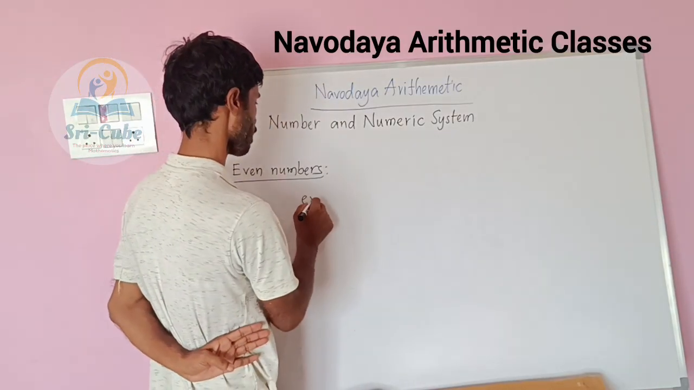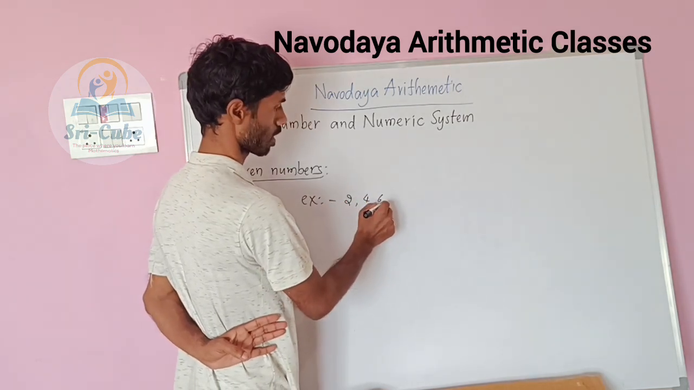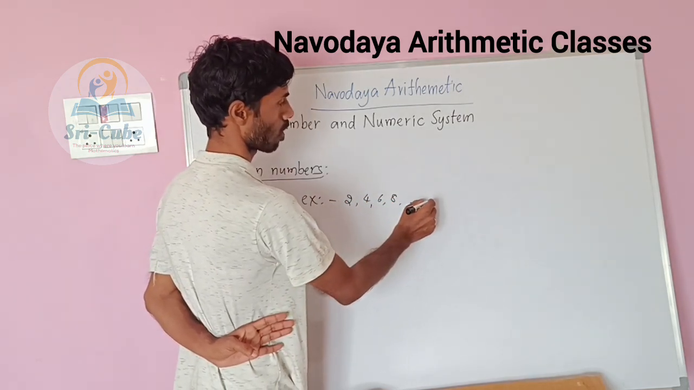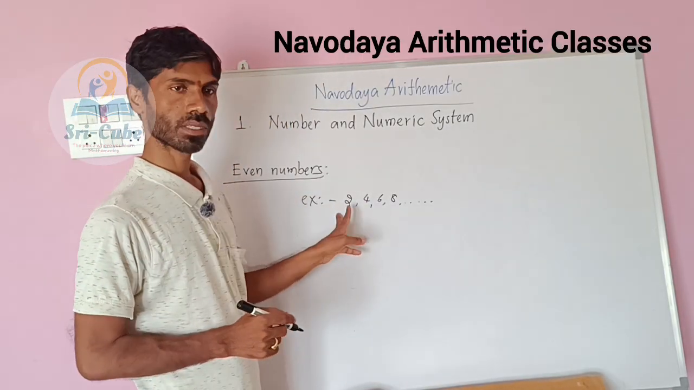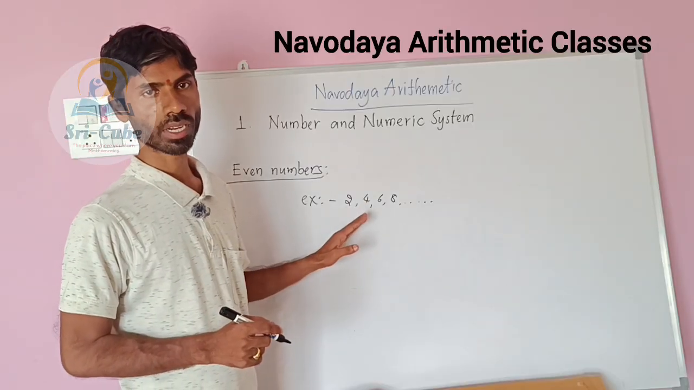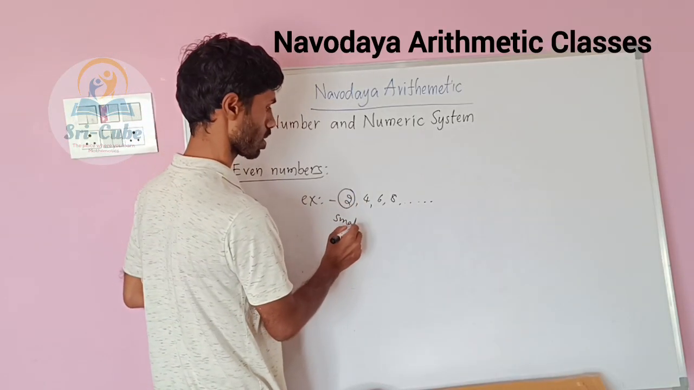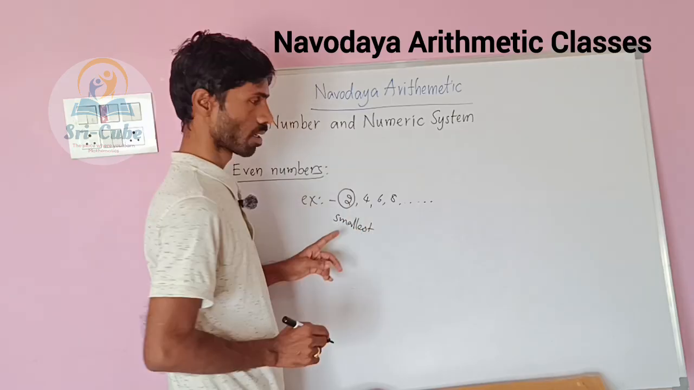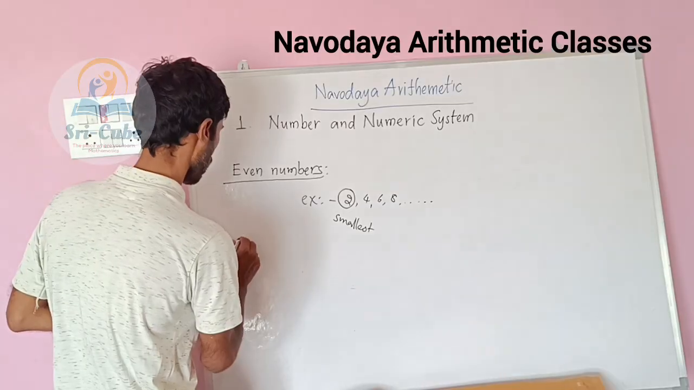For example, 2, 4, 6, 8 and so on are even numbers. Here the difference between consecutive even numbers is 2. So the smallest even number is 2. This 2 is called the smallest even number. And next, another one, odd numbers.